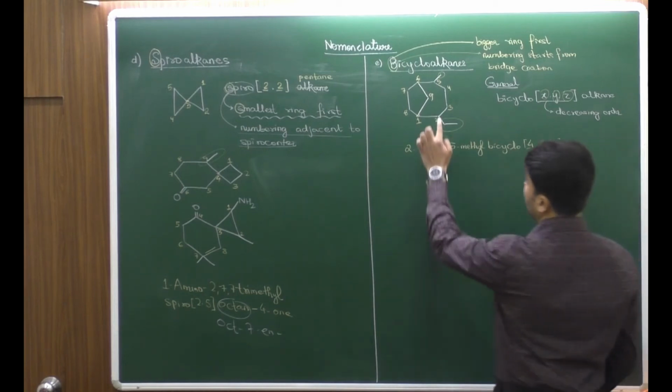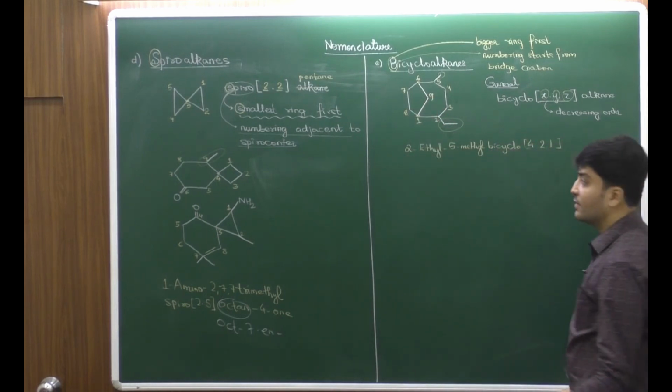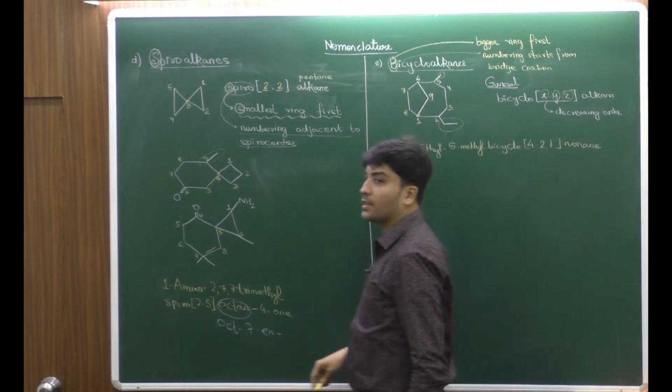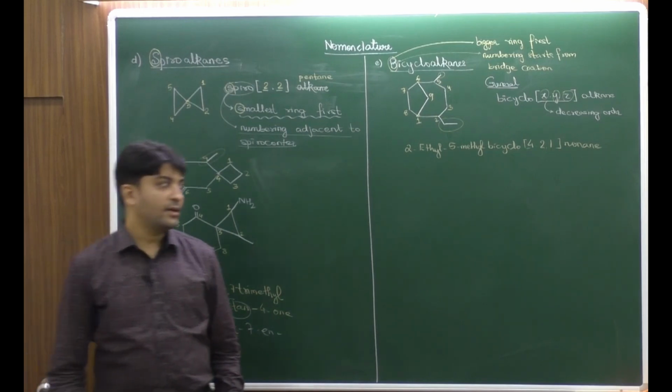Followed by the name of the parent alkane with respect to whatever number is the last number. So if it is 9, it's nonane, and that's the nomenclature. Is this clear? Yes. Now I'll give you one example.